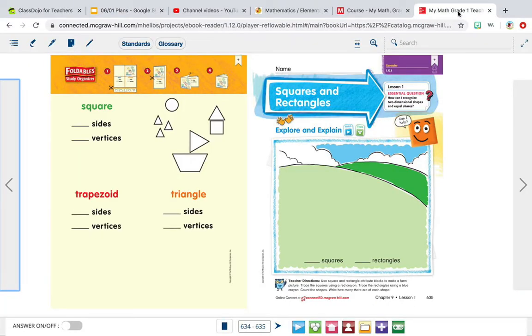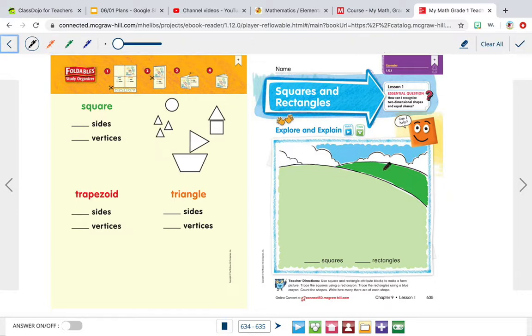So we'll go over here and we're going to look at squares and rectangles. So let me show you what a square looks like first. So a square looks something like this. Okay? That's what a square looks like, where the sides are all equal, so they're about the same length.